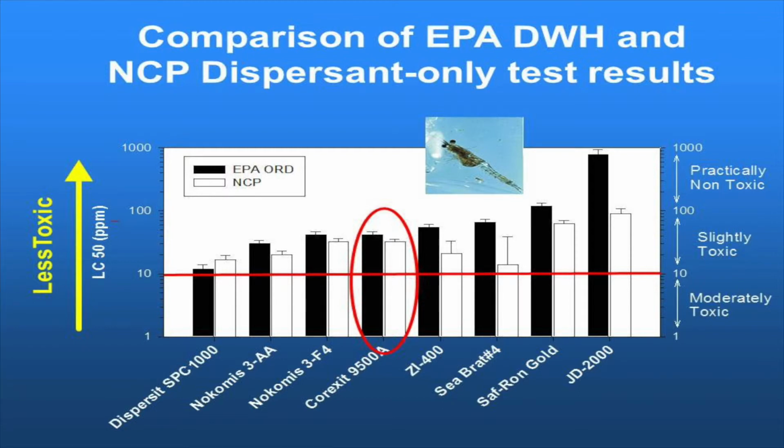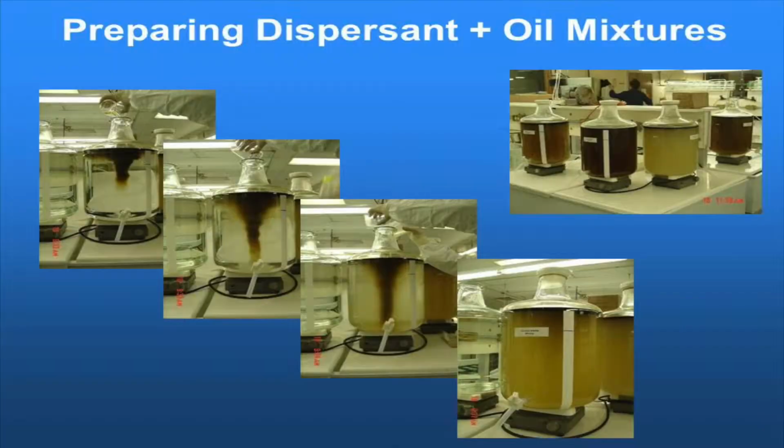So then the next part of our toxicity assessment is we prepared dispersant and oil mixtures. And this is how you do this in the laboratory. You start out with a big carboy. It's supposed to simulate an oil slick. And so your oil's floating on top. Once you drop dispersant in there, it goes bam, bam, bam. After a period of time, you let it settle.